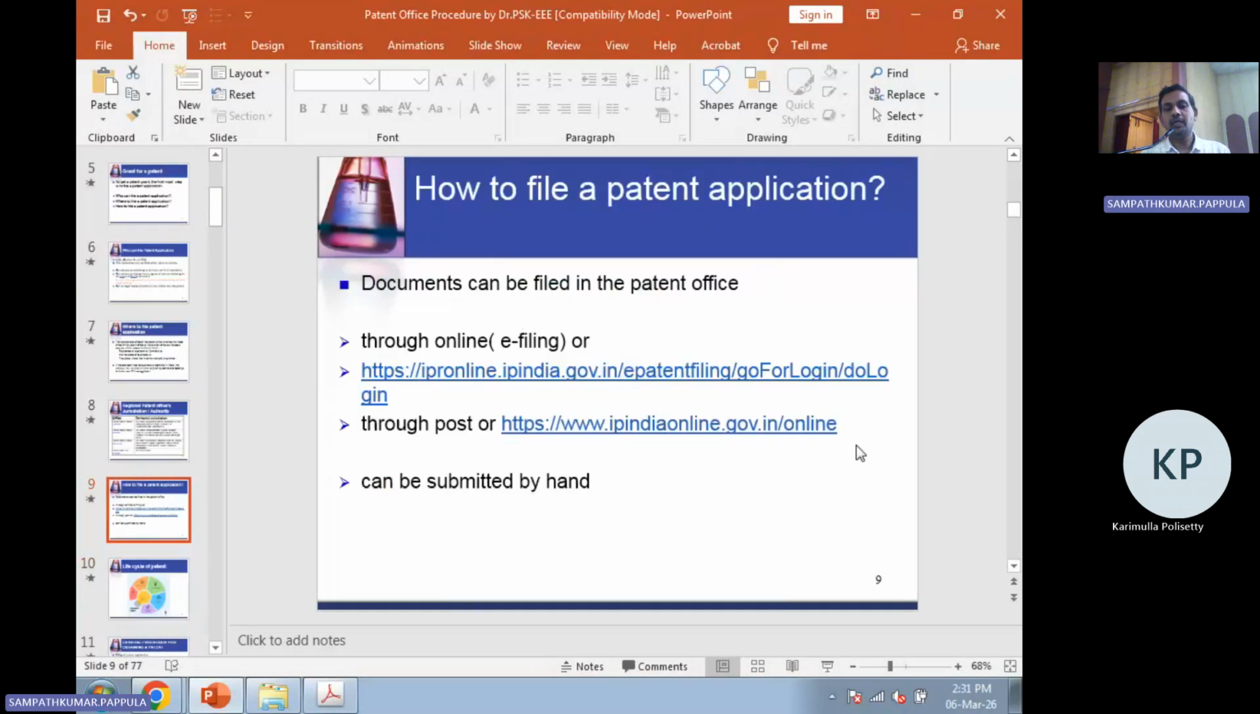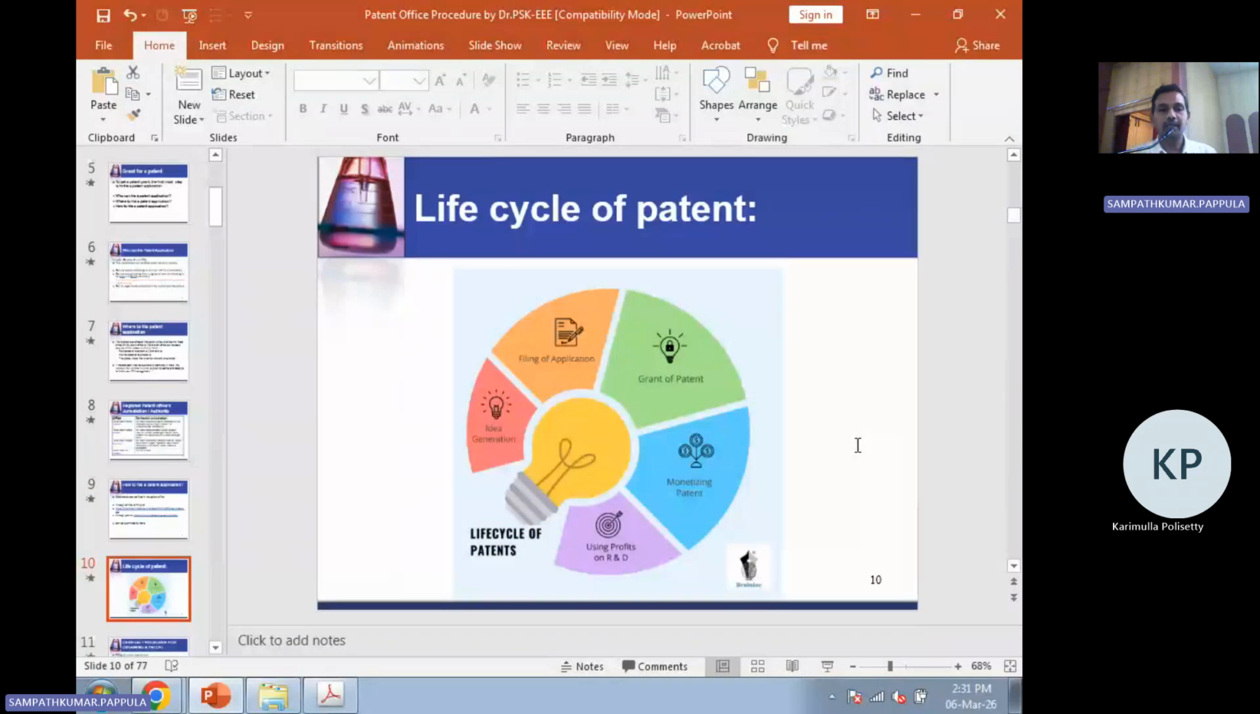Here I say you can also submit it by hand. By hand also we can submit your patent, right? So, the life cycle of the patent.